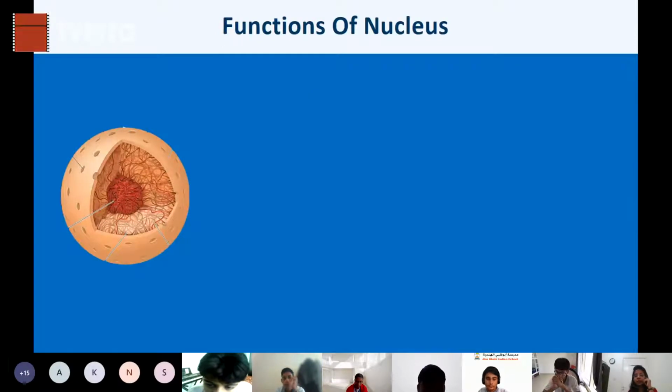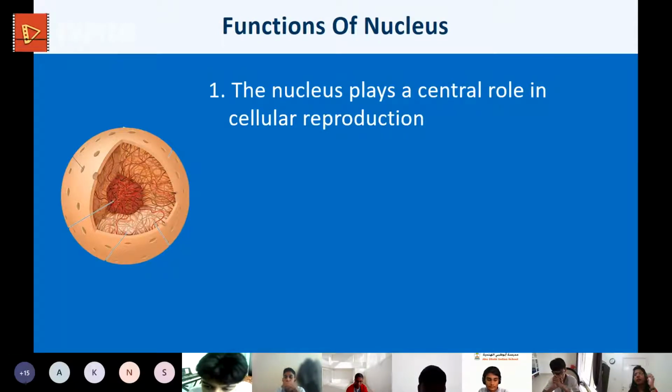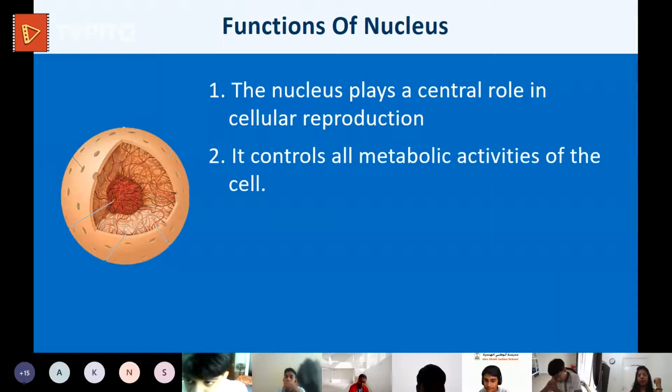Now let us see the function of the nucleus. The nucleus has a great role in cell reproduction. Cell reproduction means one cell divides and makes two cells. First of all, it starts with the nucleus. The nucleus divides and forms two nuclei, and then the cytoplasm divides.